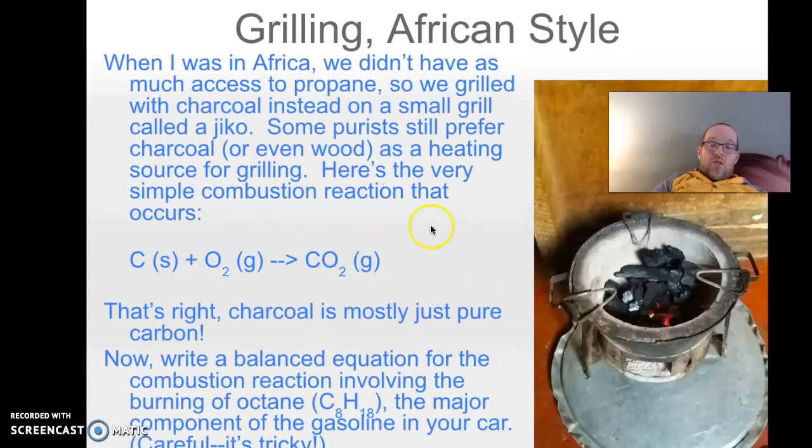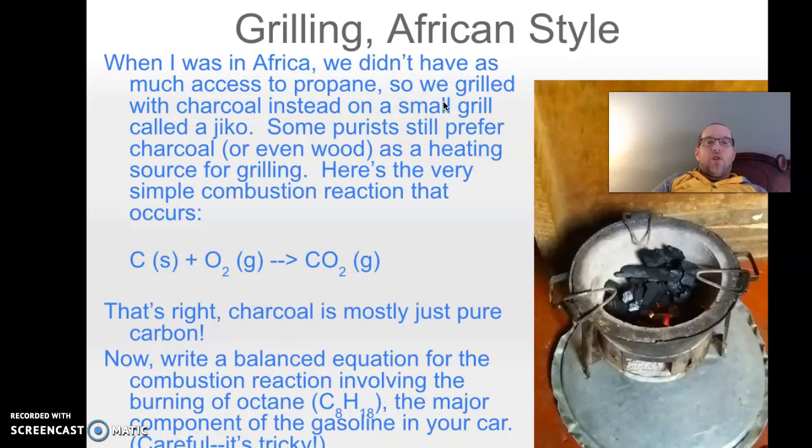Okay, so just for an example from my past, what you're looking at here is a Jiko. And a Jiko is a pretty common small charcoal grill that they would use in Africa quite a bit. I actually had a Jiko in my home in Kenya. I didn't use it that much because it's a little more tedious to set up, but a lot of people didn't have access to propane. It was very expensive, and so they would grill with charcoal.